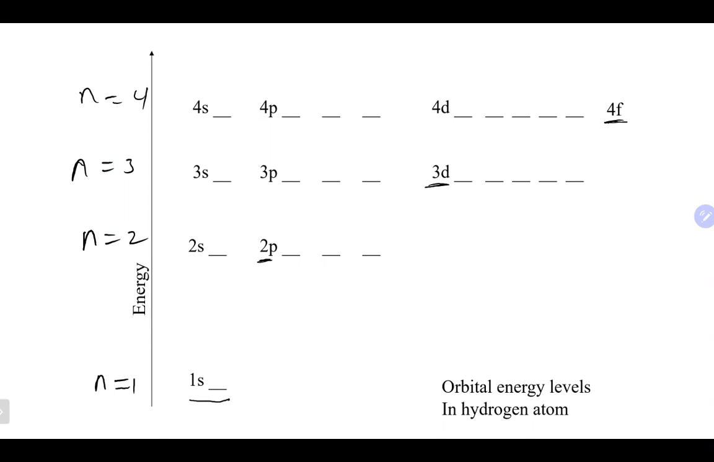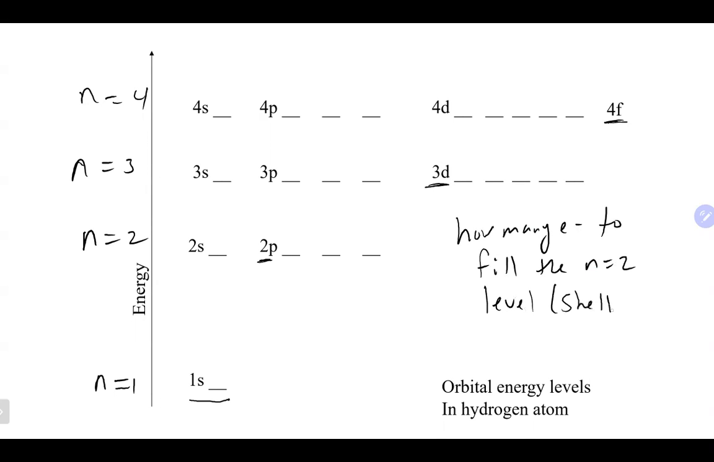Now let's talk about a little bit of terminology. If you were asked a question of how many electrons to fill the n equals 2 level, which is sometimes referred to as a shell, how many electrons would there be if I filled up the entire n equals 2 level or shell?